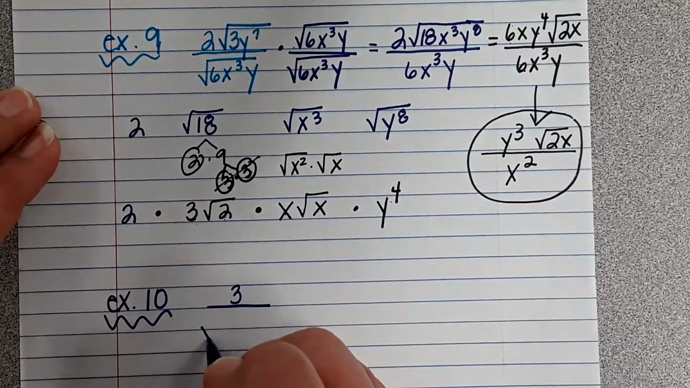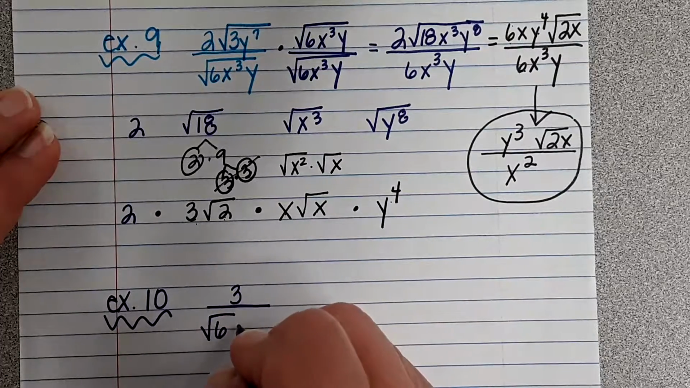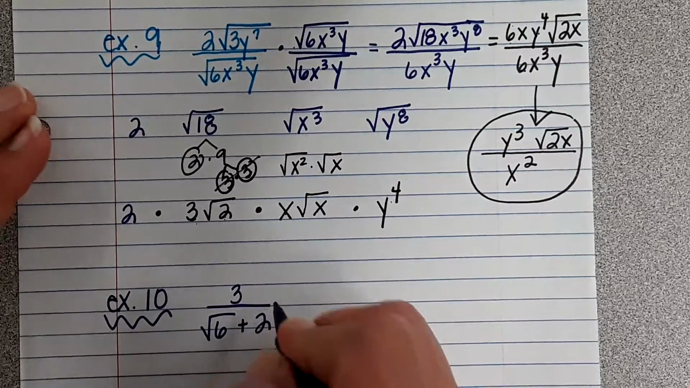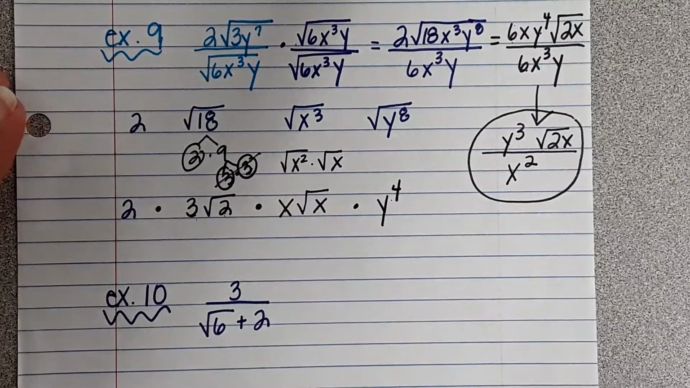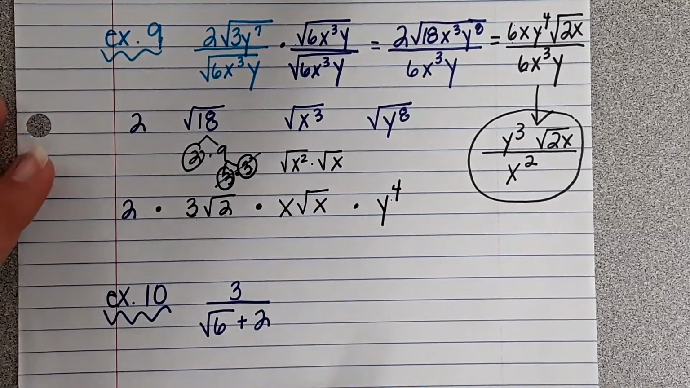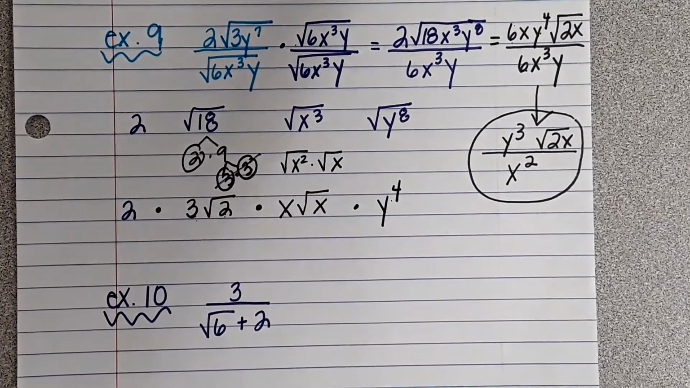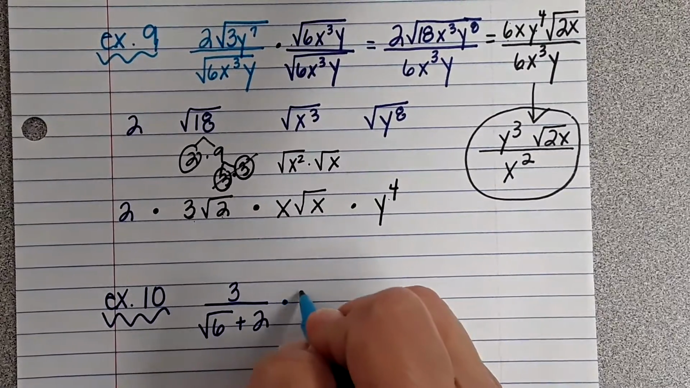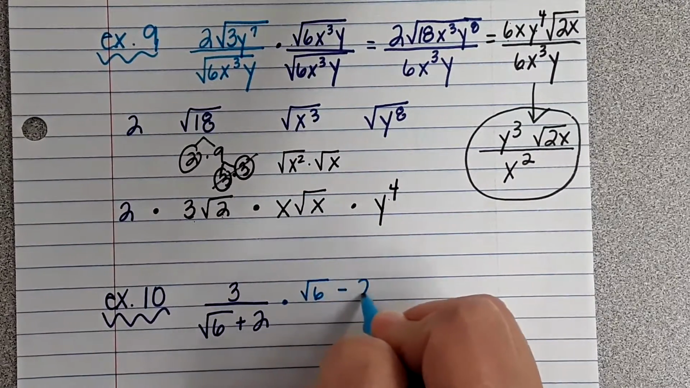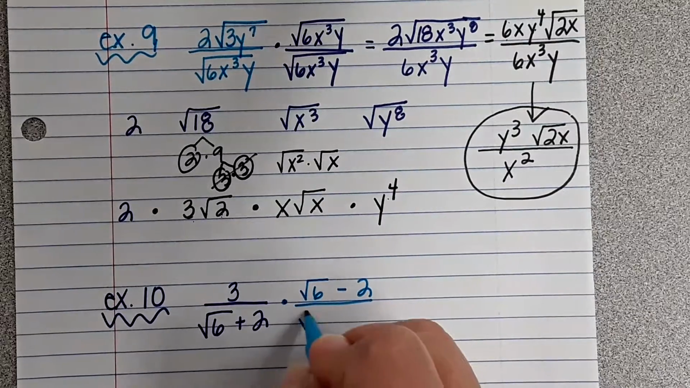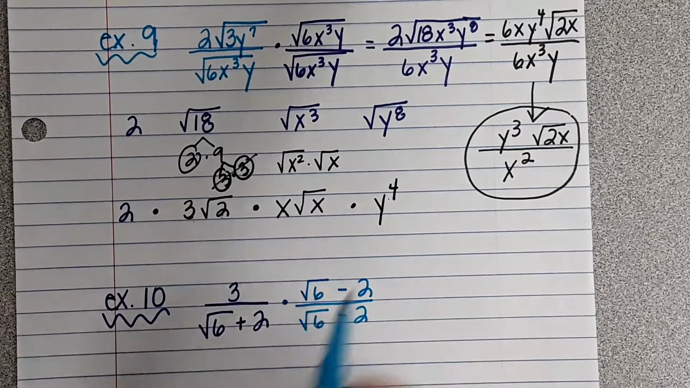Do you guys remember conjugates when we did imaginary numbers? You guys are like, no. So to multiply by its conjugate, all we're going to do is multiply by the square root of 6 minus 2. That's the conjugate. And I gave you a conjugate question last quarter on one of your Wednesday do-nows or 5-minute checks.